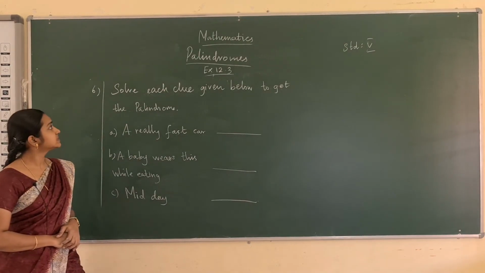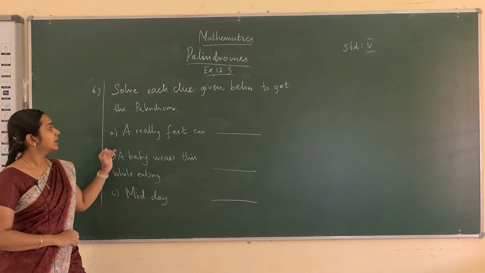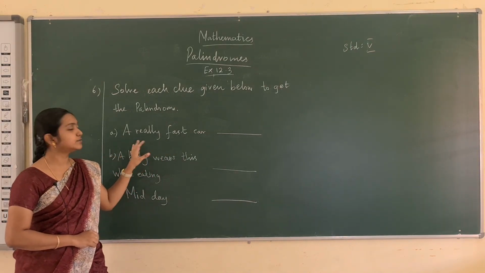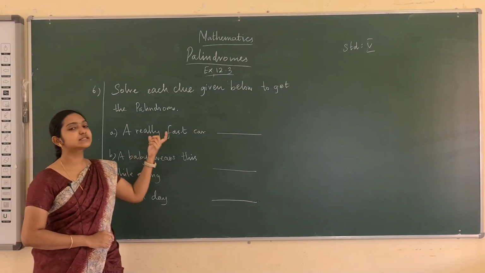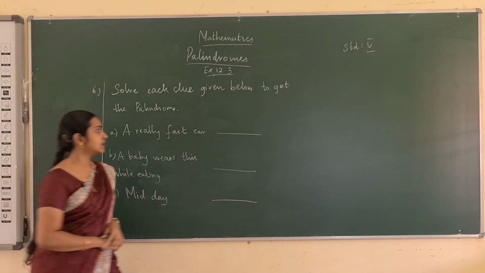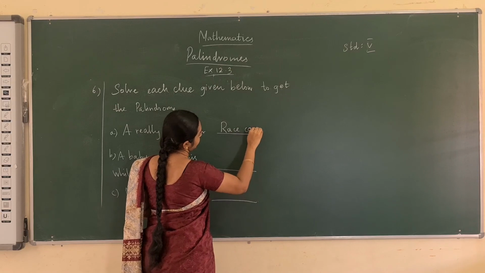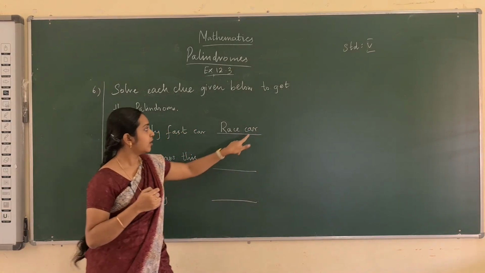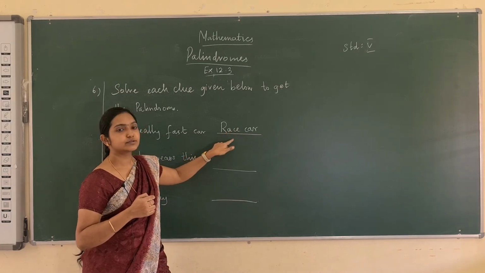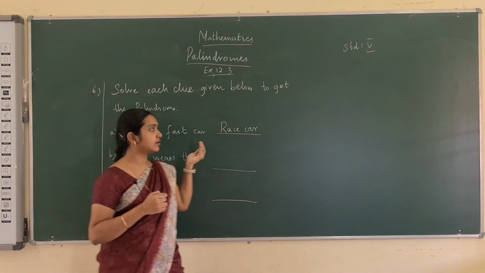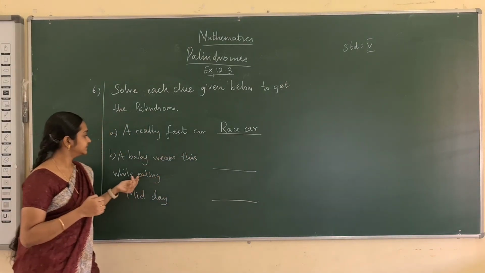The sixth problem is solve each clue given below to get the palindrome. A really fast car. This is the clue given. We have to find the palindrome word. A really fast car. It is a race car. If we reverse this, R-A-C-E, race, C-A-R, car. So even after reversing we have got the same word. So this is a palindromic word.